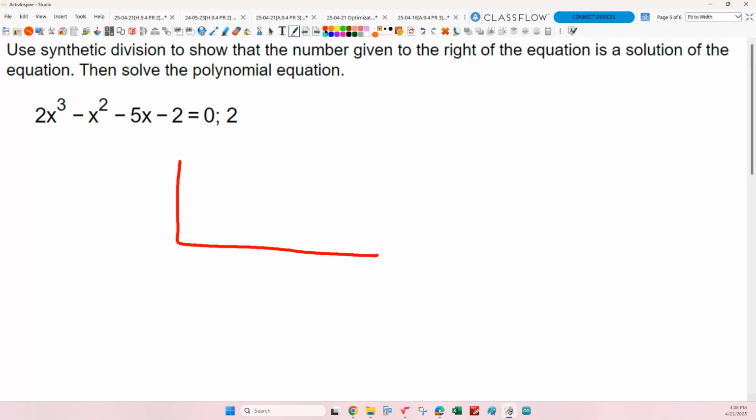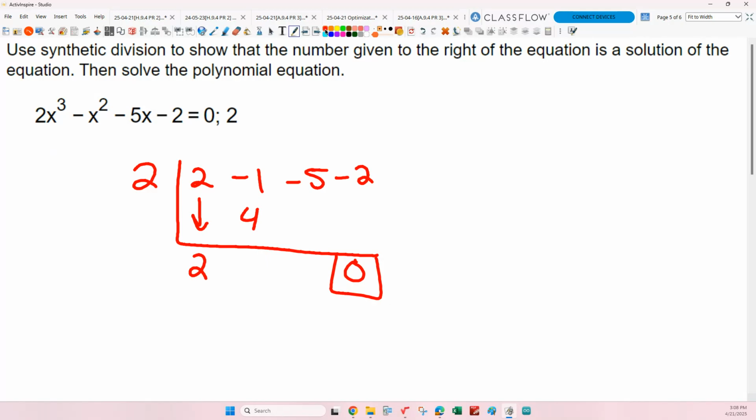What goes on the outside? What goes on the inside? 2, 4, 5. What goes in my remainder box? Okay, what do I do from there? Two times 2 is 4. Negative 1 plus 4. Nice. Okay, how can I rewrite that?